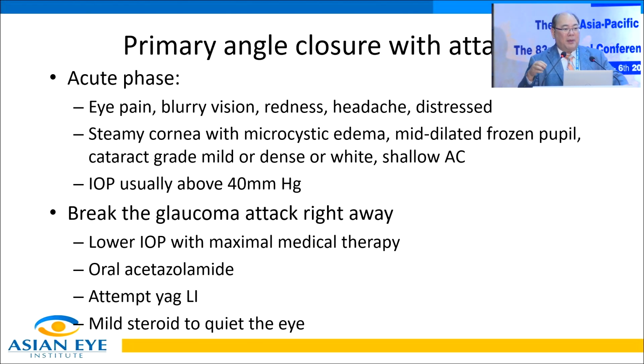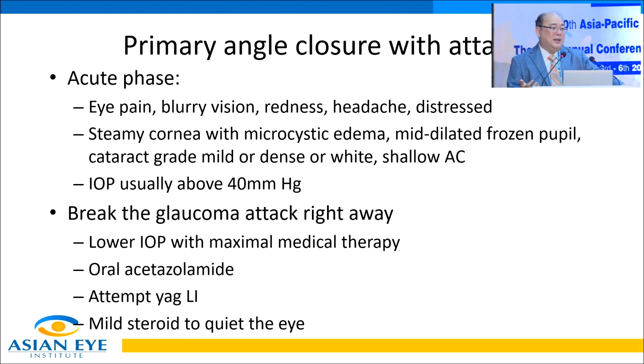So, the problem is when they go into an attack. When they go into attack, the acute phase is the most difficult time because they have pain, blurry vision, redness, headache, the patient's panicking, distressed, and then when you see them, microcystic edema, frozen pupil. The cataract may not be dense at this time, but the AC is shallow, and usually the IOP is very high, 40, 45, 50. So your goal, if you see them the first time, is to break the attack.